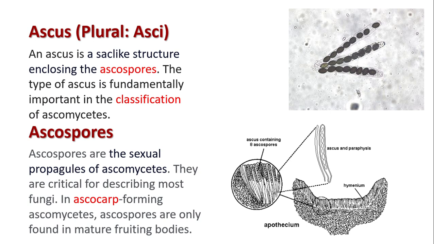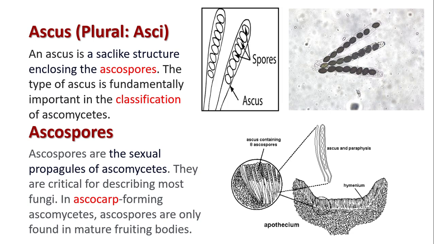In ascocarp-forming ascomycetes, ascospores are only found in mature fruiting bodies. Here you can see this is an ascocarp. There are different types of ascocarps like apothecium, pseudothecium, and cleistothecium. So this is an example of an apothecium where there are different asci containing 8 ascospores. So you must remember that all the asci contain 8 ascospores. That is the characteristic feature of these ascomycetes. Here you can see there are 8 spores in each ascus.